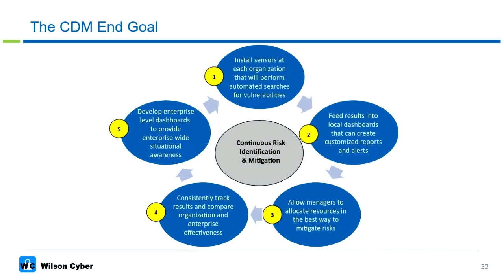The end goal of CDM. We start by installing network sensors at each organization that perform automated searches for vulnerabilities. Second, we feed the results into dashboards that can create customized reports and alerts. Third, we allow managers to allocate resources to the best way to mitigate the risks. Fourth, we consistently track results and compare organizational and enterprise effectiveness. And fifth, we develop enterprise-level dashboards to provide enterprise-wide situational awareness. This is the continuous risk identification and mitigation, which is the overall end goal of CDM.